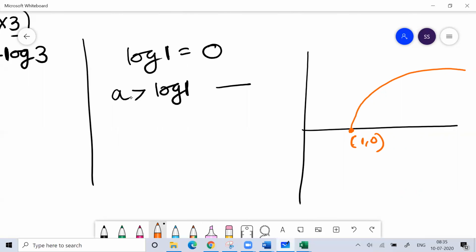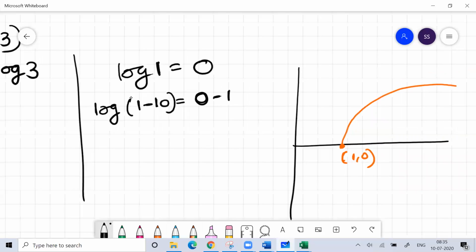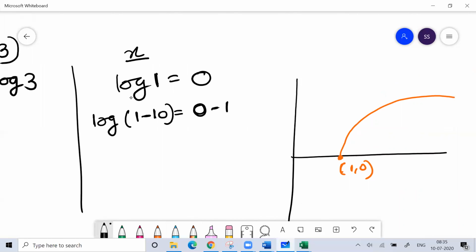So you know that log 1 is 0. If I take a value between 1 to 10, then I'll get a log value between 0 to 1, because log 10 is 1, you know that, and log 1 is 0.